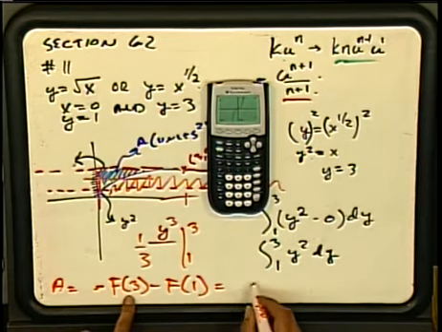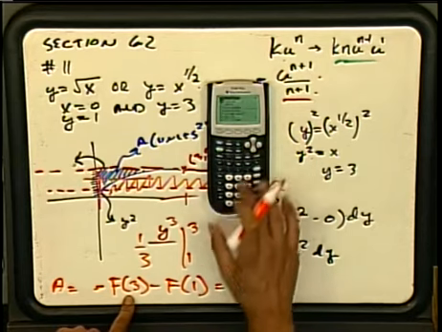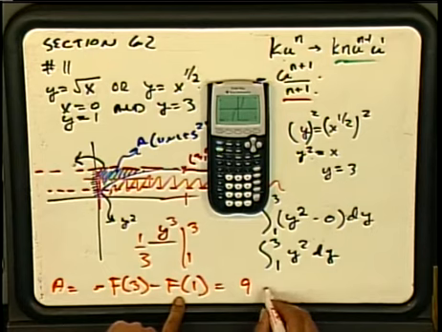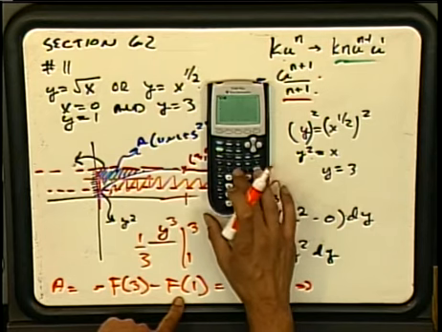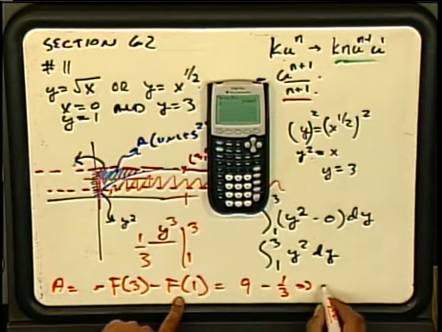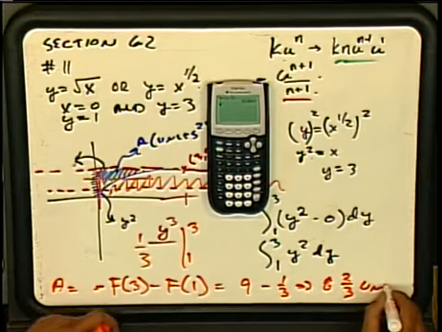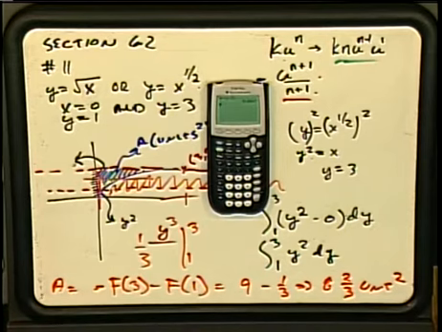F of 3 equals 9. F of 1 equals 1/3 minus 1/3. 9 minus 1/3, 8 2/3 units squared. And that should complete section 6.2.